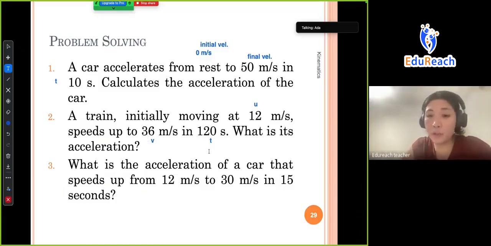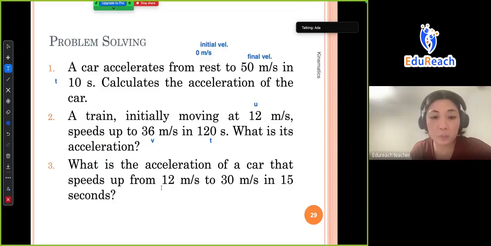So putting it all together, 36 minus 12 over 120. You work this out, you get 24 over 120, which would be equal to, can you calculate for me please? 24 divided by 120. 0.2 meters per second squared. Good.